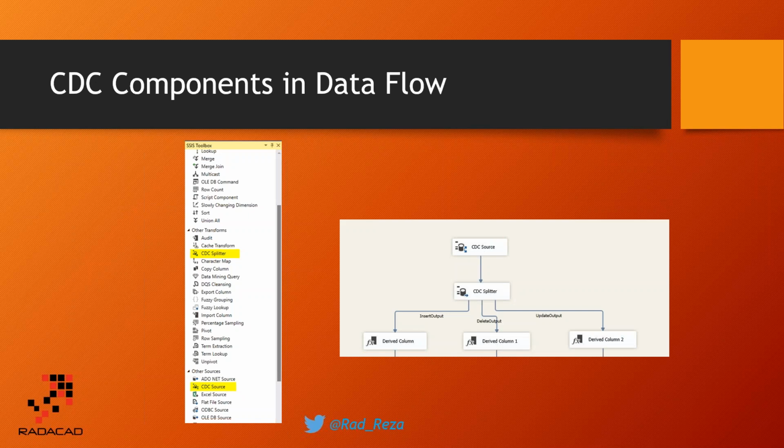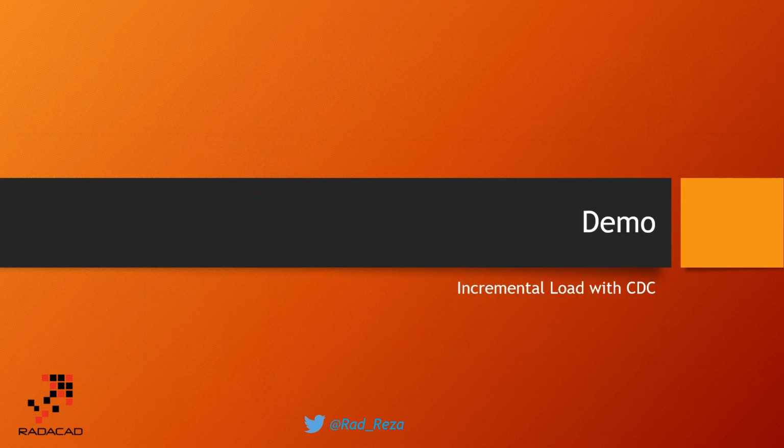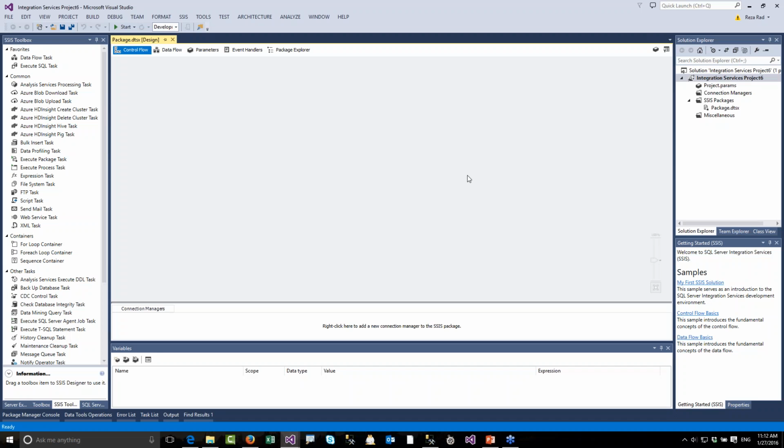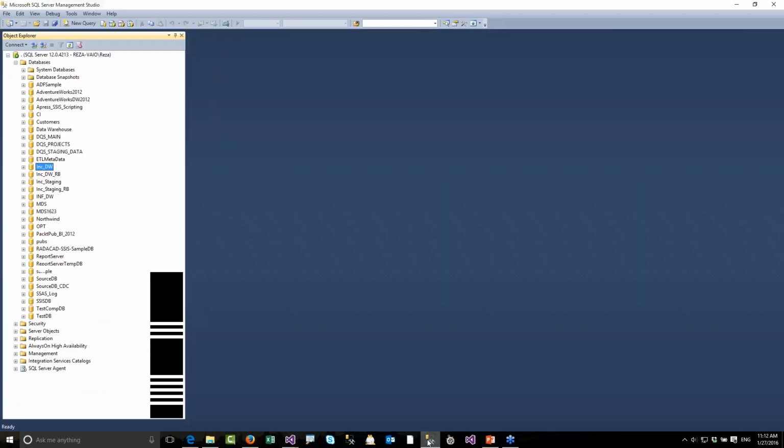CDC Source will get all change set from the source table, and CDC Splitter will split that into insert, delete, and update output. So based on different outputs, you can work differently on that. So let me show you through demo how this is going to work. Before starting the project, I just explained the solution for you.